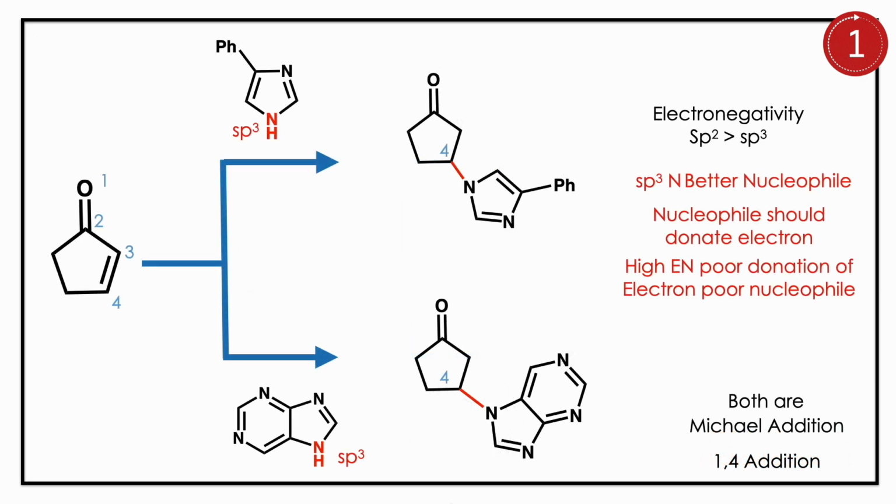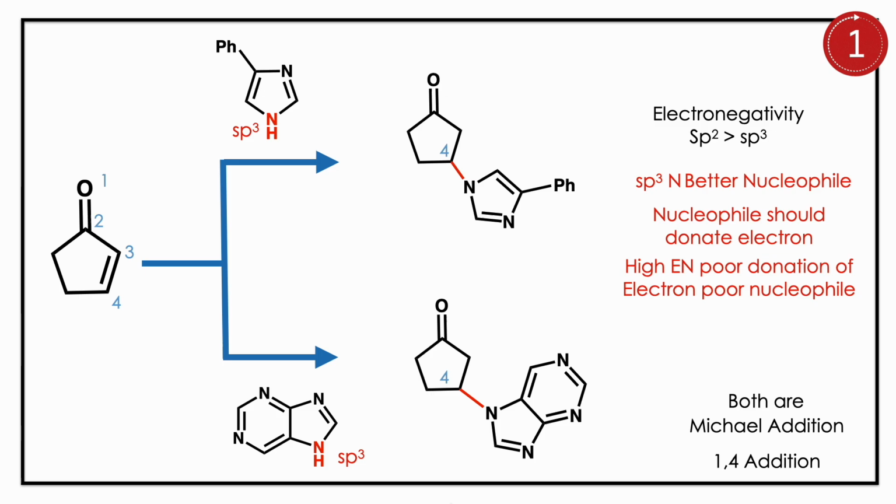Even though the reaction is complicated, the answer is simple. Here, both reactions involve nitrogen as the nucleophile. Both are soft nucleophiles and undergo 1,4 addition, but which nitrogen adds? Here, sp3 and sp2 nitrogen are present. sp2 nitrogen is more electronegative because of more s character. So, sp3 nitrogen will be the better nucleophile, so the 1,4 addition happens at the sp3 nitrogen.